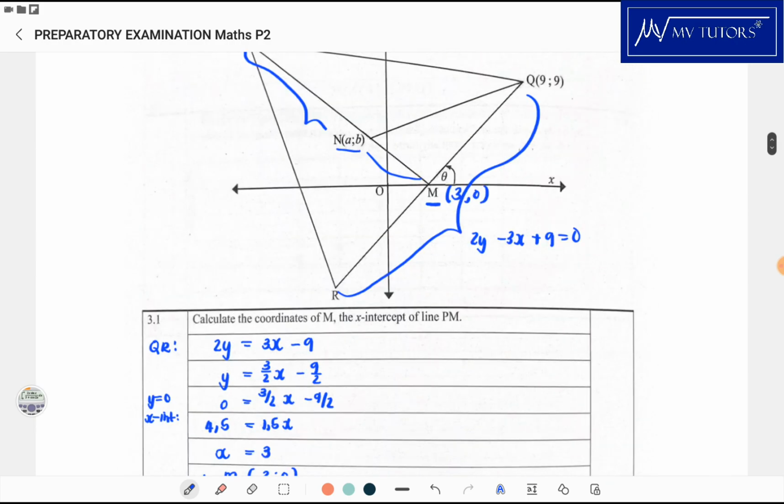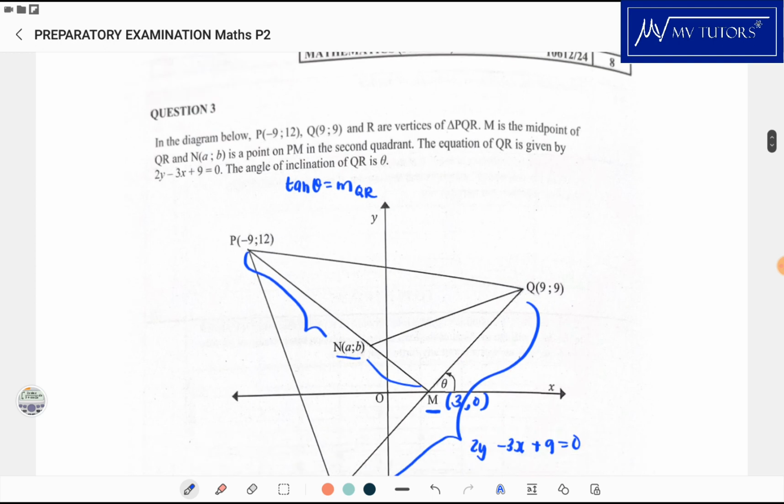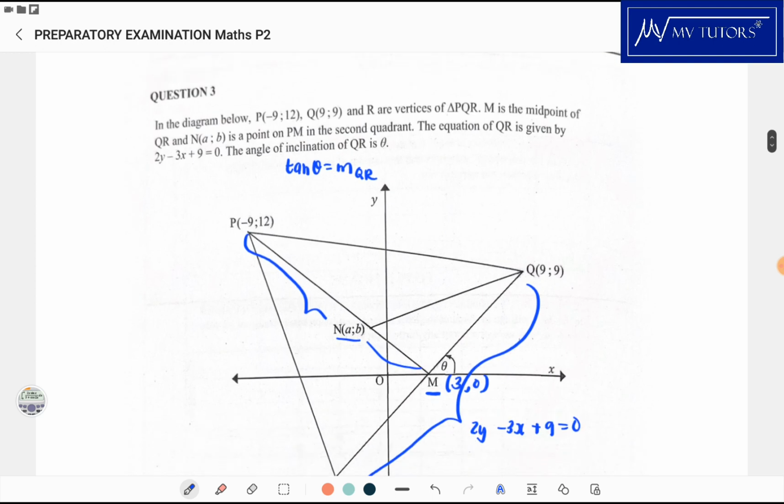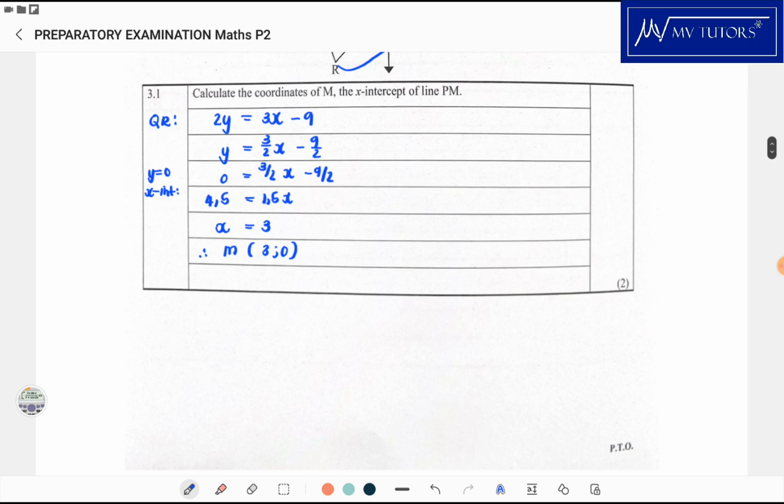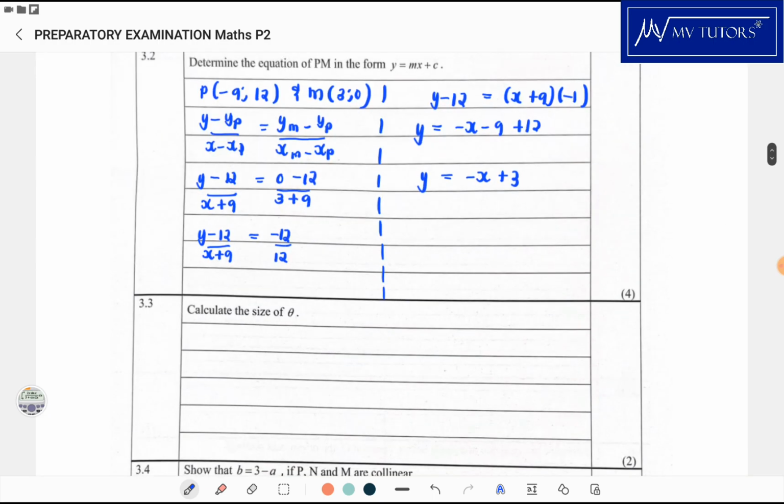Are we okay with this answer? PM has a negative gradient, so the gradient should be negative. And because we have our x-intercept at 3, we just don't know what the y-intercept is, but we worked it out as well to be 3. Okay, so our equation there is y is equal to negative x plus 3.